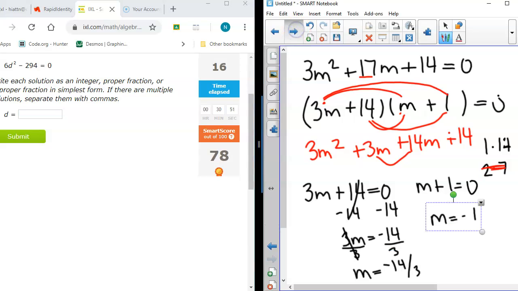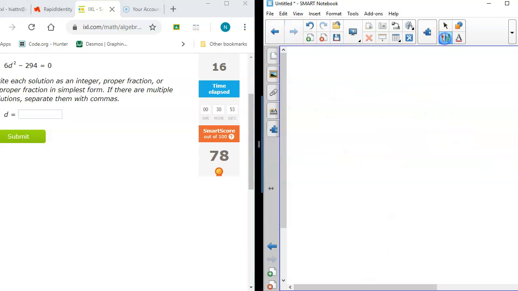Let's go ahead and do this next one. I've only done one of these, and then I'm going to quit. So here we've got 6d squared minus 294 equals 0.